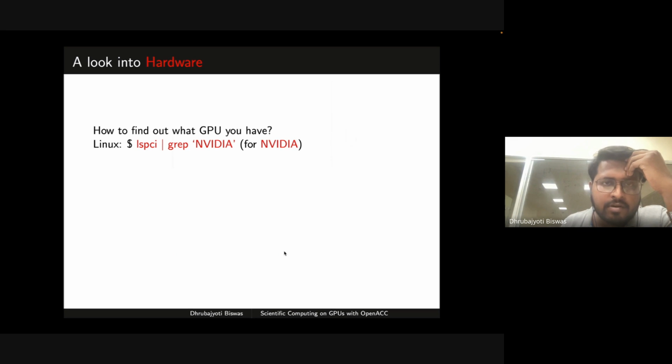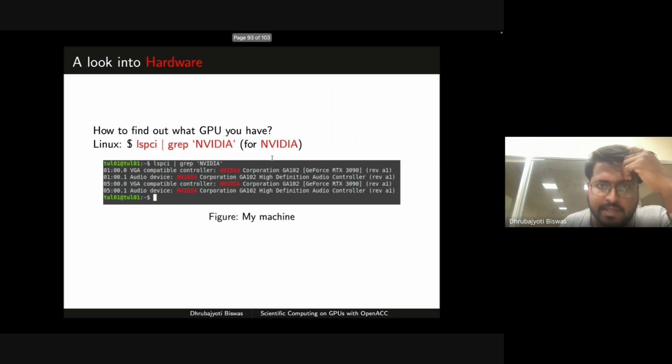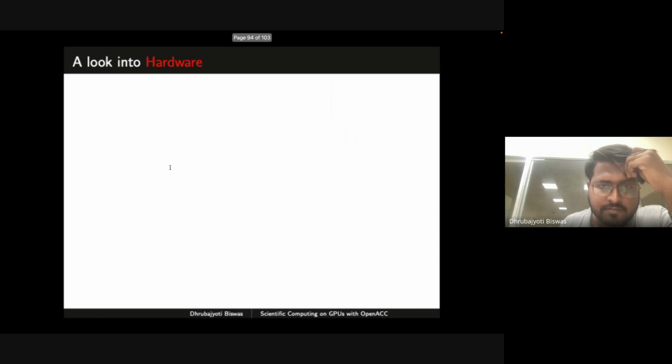If you want to find out what type of GPU you have, the way to find it out in Linux would be lspci. You open up the terminal. Like to find out the CPU, you put lscpu, and for getting the GPU, you write lspci, put a pipe, grep NVIDIA. This is for NVIDIA GPUs only, and you will get an output like this. For example, I did it on my workstation. I have two 3090 GPUs connected to my workstation, and therefore I get two VGA compatible controllers in the output of this command.